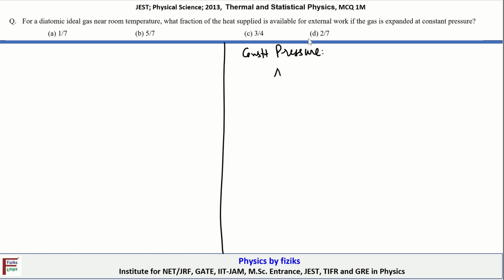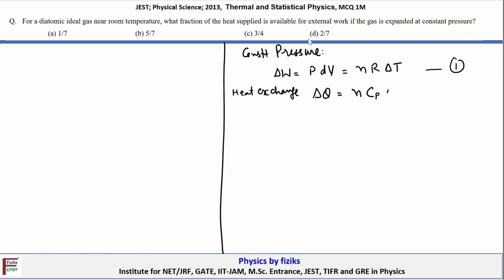Okay, so at constant pressure, the work done, that's delta W, is given by P delta V, which is equal to nR delta T, since it's an ideal gas. So let's call this equation 1. Also, during this process, let's assume that delta Q is the heat exchange, and that is equal to nCp delta T. So let's call this equation 2.